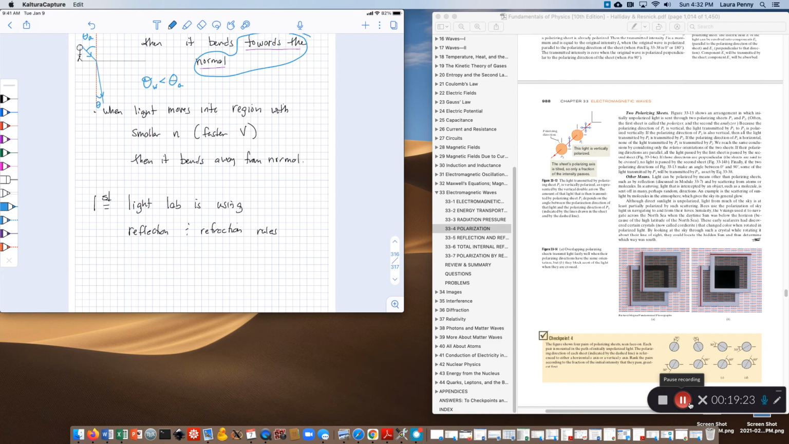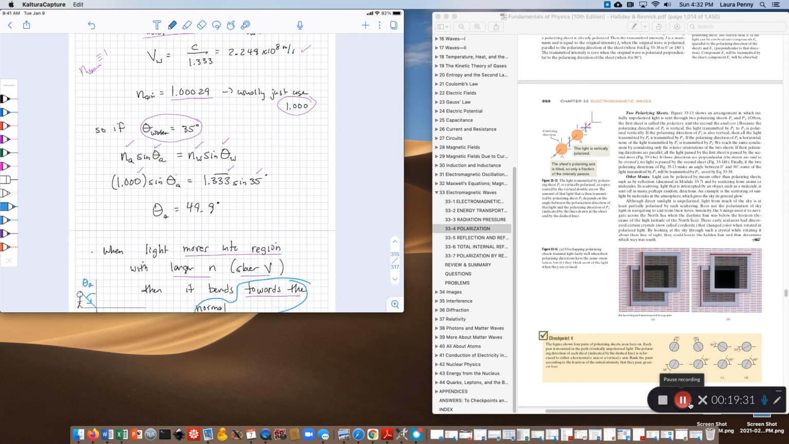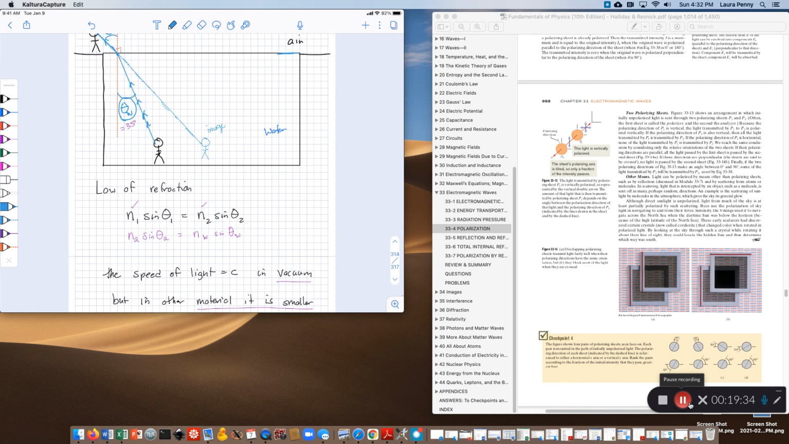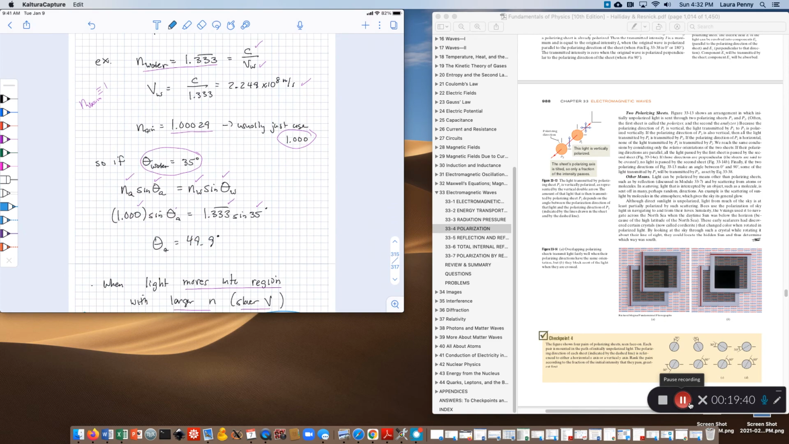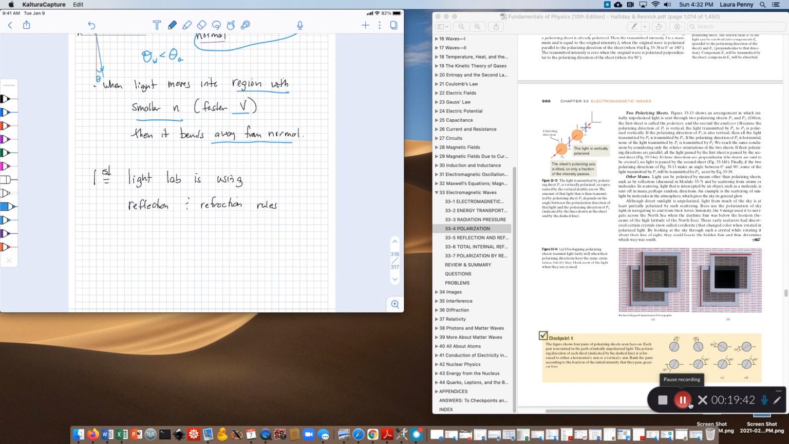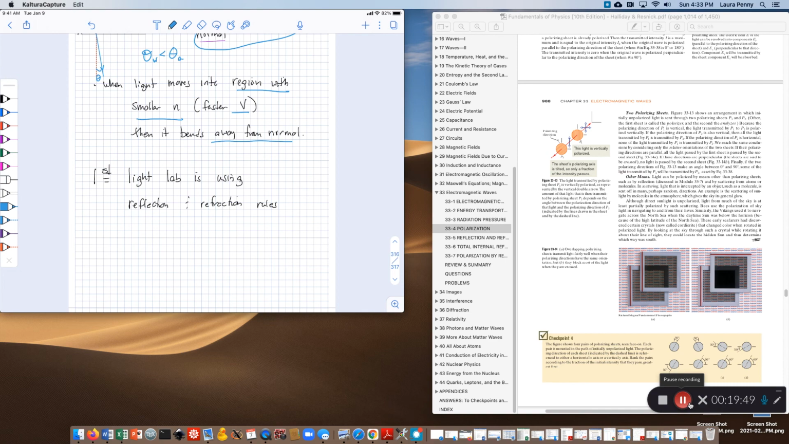Just as we saw before, when it moves into a region with a smaller n, or a faster speed of light, when you go from water into air, then it bends away from the normal. So here, this was pretty close, and then this bent out away from that normal. The angle theta air is bigger than theta water. And we'll do some real-life examples, experiments with this in lab. Okay, so that's what this is here.